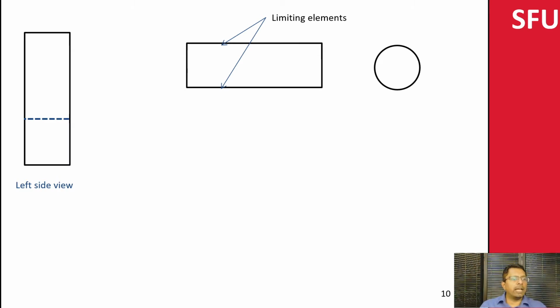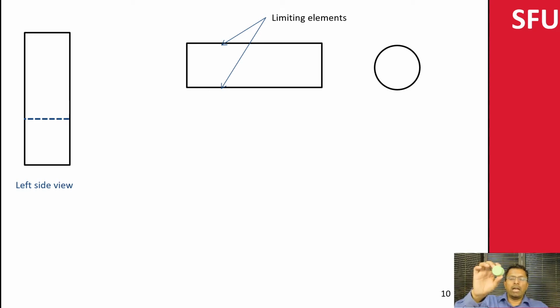So again, the basic idea is that these are needed to represent the object, but unlike an actual physical edge, they don't exist in the true sense. They're not really edges or hard delineation on the object. So they are known as limiting elements.